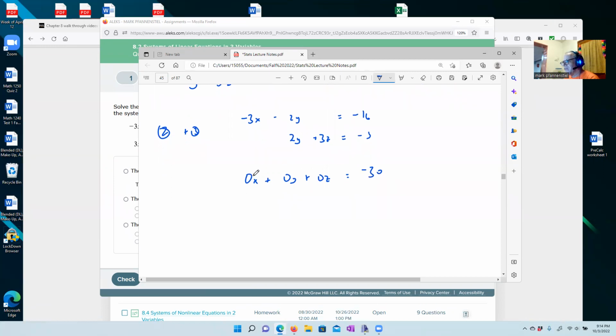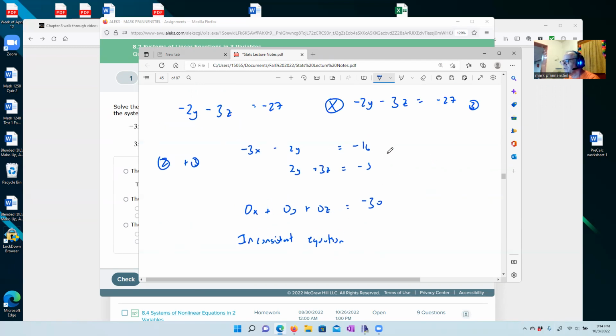Is there any way that 0 times x, 0 times y, and 0 times z could possibly be a negative number? Whatever numbers you pick, what could we come up with here? The truth is, there's nothing we can do about this. No matter which numbers we pick for x, y, or z, none of them are going to give us an answer here. When this happens, it's called an inconsistent equation. There is no way for this third equation to be satisfied. We're just done with it.